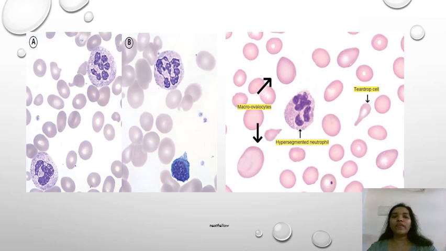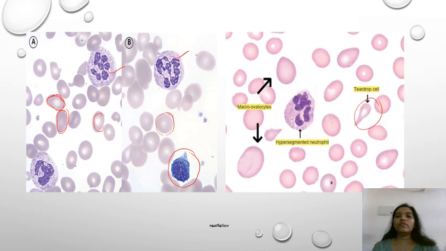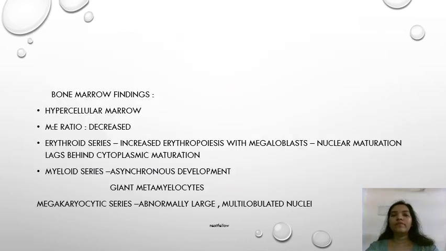So this is a picture showing a peripheral smear where we can see macro-ovalocytes. These are the macrocytes and these are the macro-ovalocytes. Presence of macro-ovalocytes is very characteristic for megaloblastic anemia. And here we can appreciate a nucleated RBC, and these are the hypersegmented neutrophils containing more than 6 lobes within the nucleus. And sometimes we can also see teardrop cells in cases of megaloblastic anemia. Coming to the bone marrow findings, the marrow is hypercellular. In spite of pancytopenia, the marrow will try to produce more and more cells as a compensation.